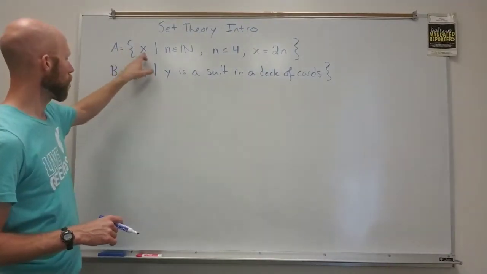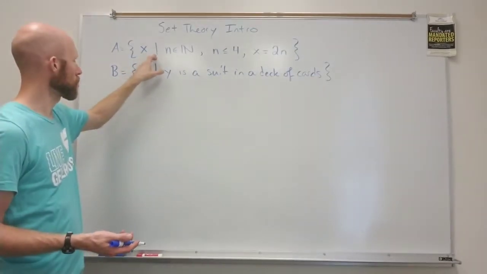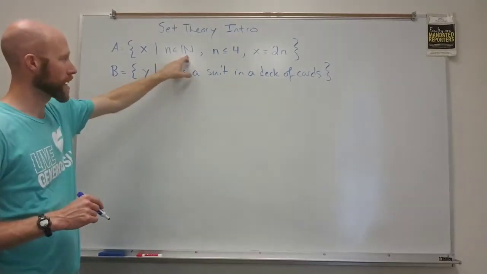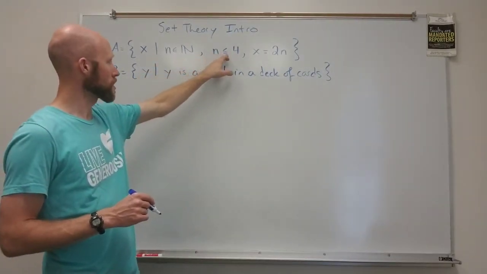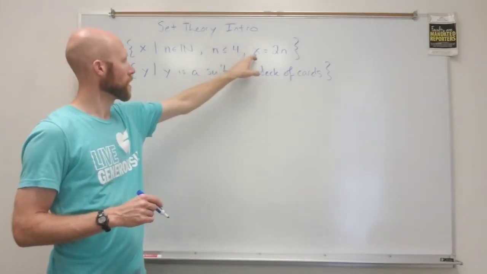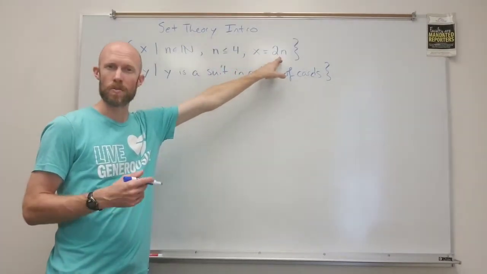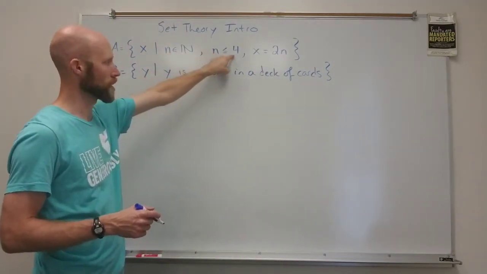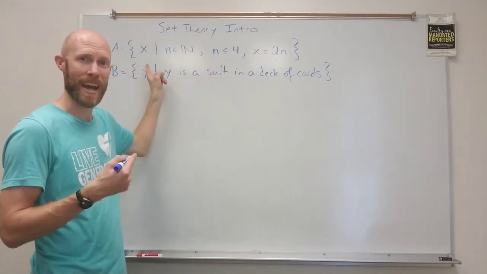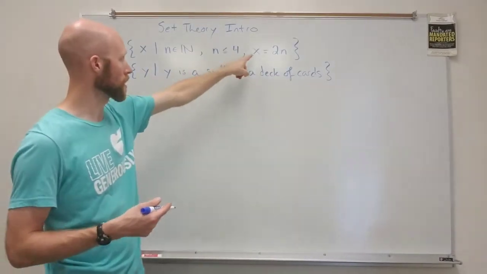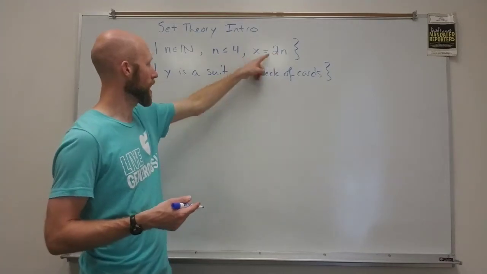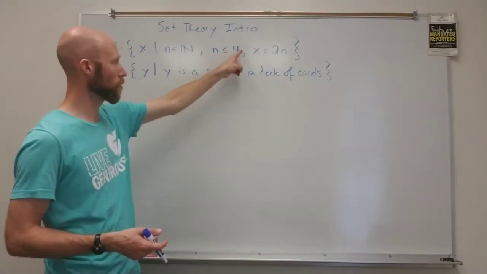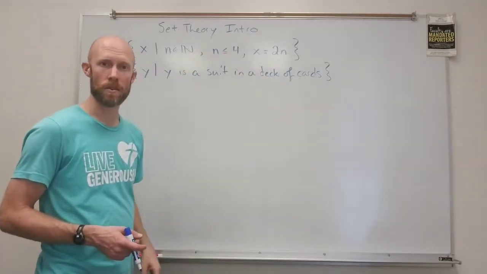First of all, set A is all of the x's such that n, now look, I switched variables, but that's intentional. n is in the natural numbers, n is less than or equal to 4, and x is equal to 2n. So if you think about that, n is a natural number less than or equal to 4, but n is not in the set, x is. So how do I find x? Well, I take n and double it. So I take all of the n's in the natural numbers that are less than or equal to 4 and double them to find x, okay?